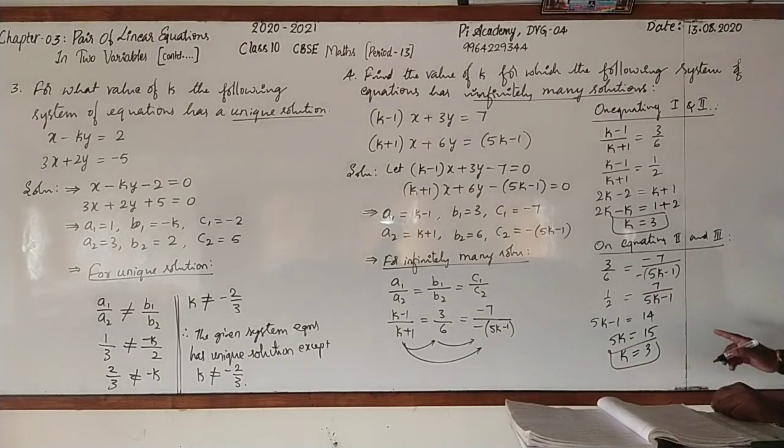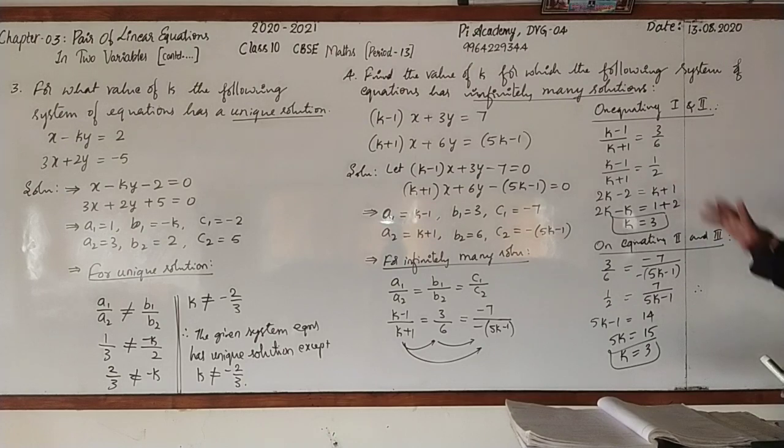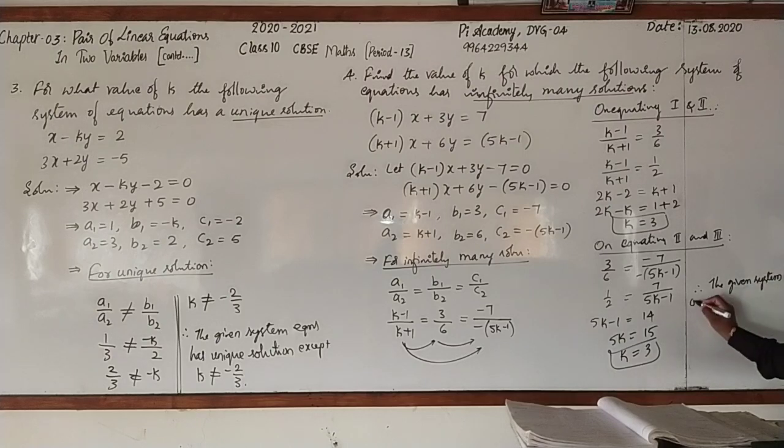Clear? So we can write the conclusion that, for k equal to 3, the given equations have infinitely many solutions. Right? Here the given system of equations has infinitely many solutions if k equal to 3.